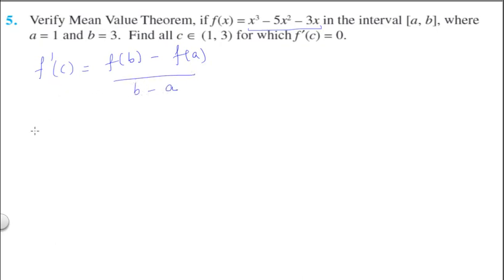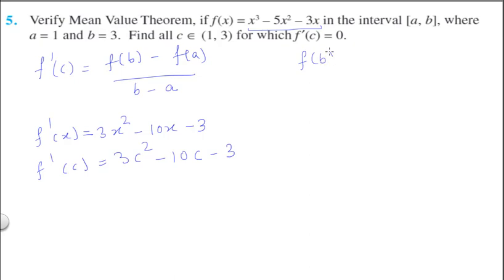Let us calculate f dash c. When we find f dash x for the function, we get 3x square minus 10x minus 3. This is what we have differentiated. So f dash c will become 3c square minus 10c minus 3. Clear? Now we will find out f of b.